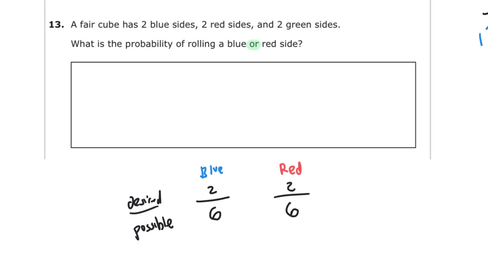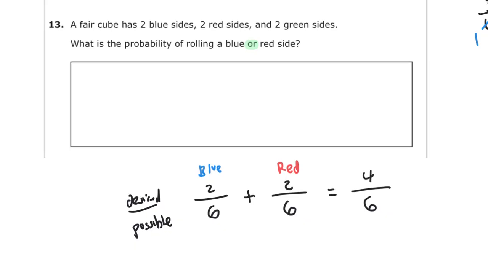But once again, since they're using the word "or," that implies that you're going to add this probability to that probability, and you can go ahead and just do that. For my student watching, hopefully you remember that when you're adding fractions, you want a common denominator. In other words, you want the denominators to be the same. That is the case here. When the denominators are the same and you're adding fractions, you keep the denominator as it is, but you add the numerators. So 2 plus 2 is 4.